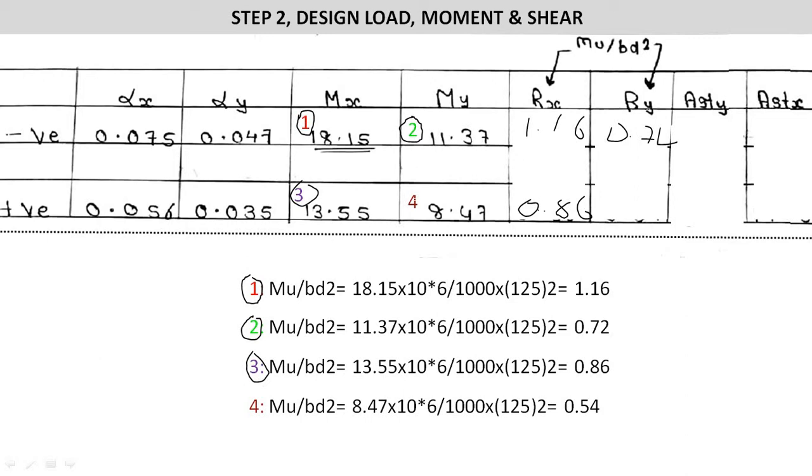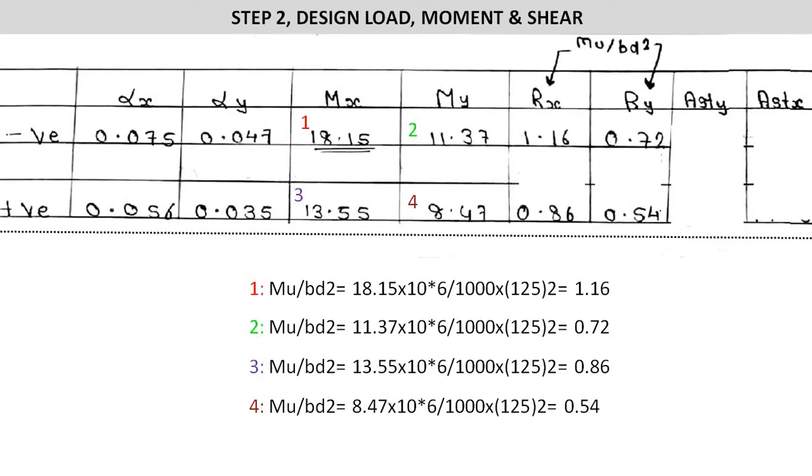And the last one, the fourth number. So here it is the fourth number. For the fourth we will use the value of Mu as 8.47. So 8.47 into 10 raised to 6, divided by 1000 into 125 square. So we'll have the value of Ry positive as 0.54. So we have to write like this. So we have to fill this table like this.